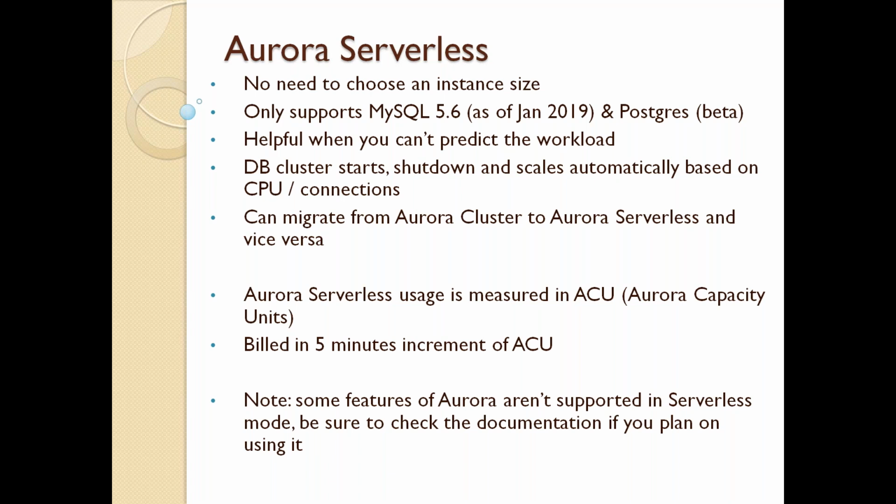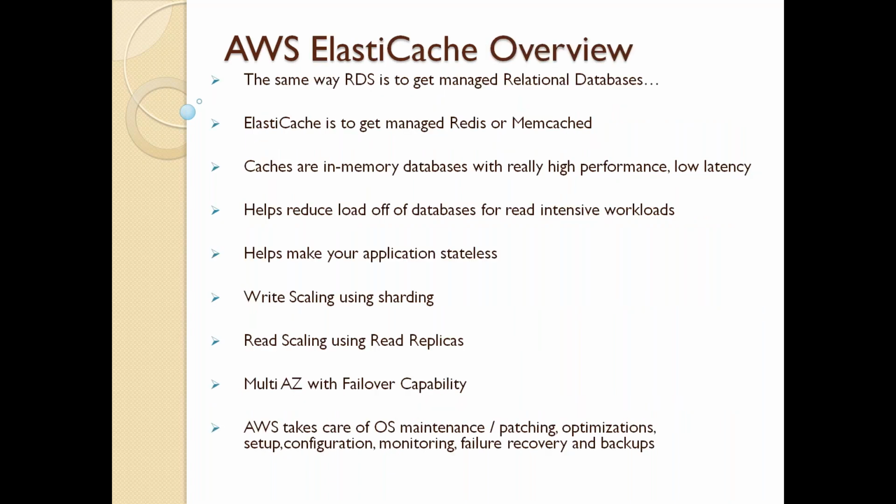Because if you see in Aurora, the billing will happen based upon your instance type, right? If I have an M3 large instance, I pay for that. But here it is all measured using Aurora capacity units. That's called ACU, Aurora capacity units. It's billed in 5-minute increments of ACU. So based on this ACU, they will bill you for your Aurora Serverless.